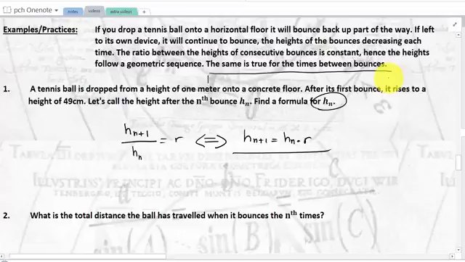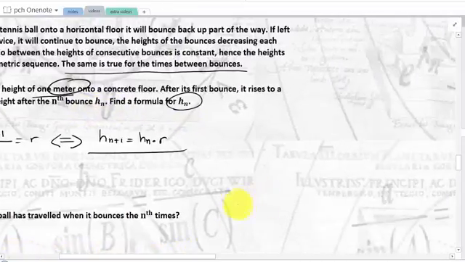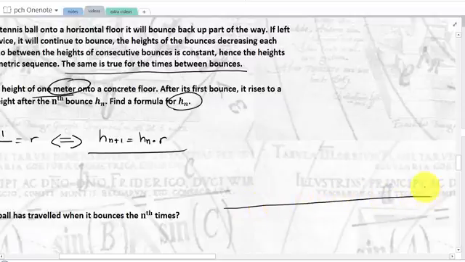Question 1. The tennis ball is dropped from a height of 1 meter onto a concrete floor. After its first bounce, it rises to a height of 49 centimeters. So hey guys, be careful of the unit right here, meter, centimeter, right? Let's call the height after the nth bounce hn. Find the formula for hn. So this should be a pretty simple question.